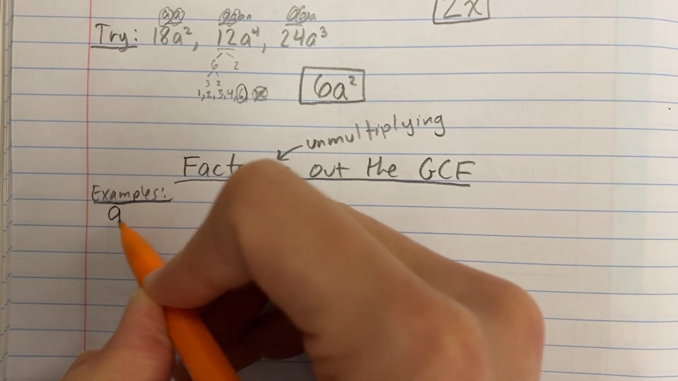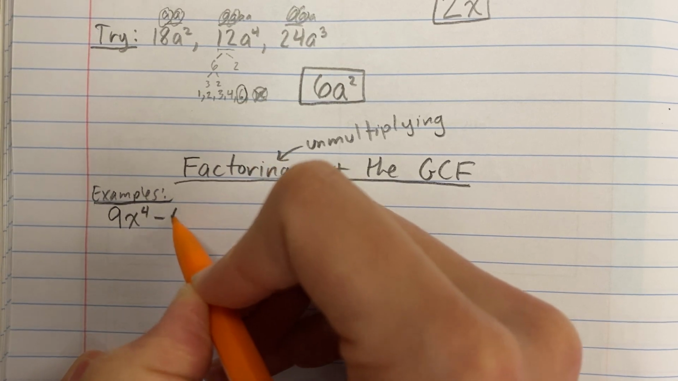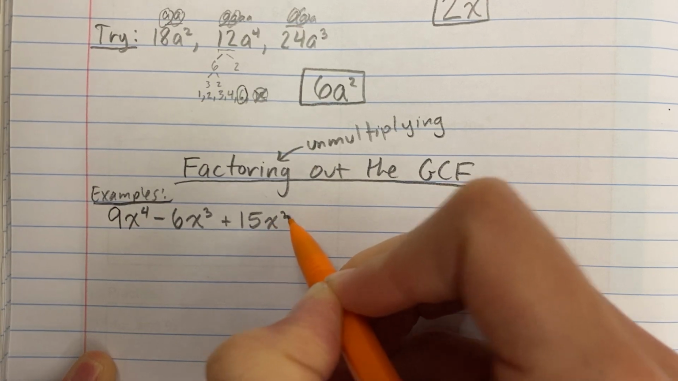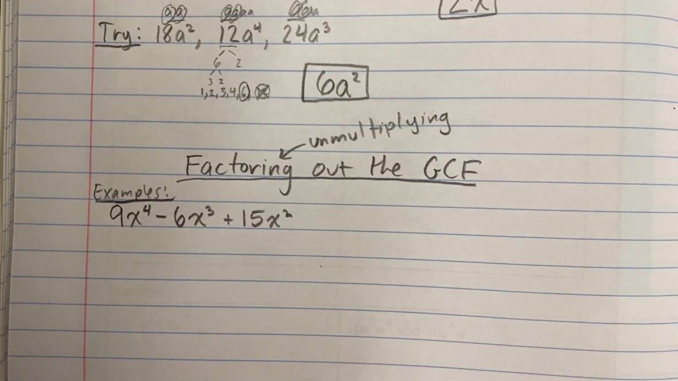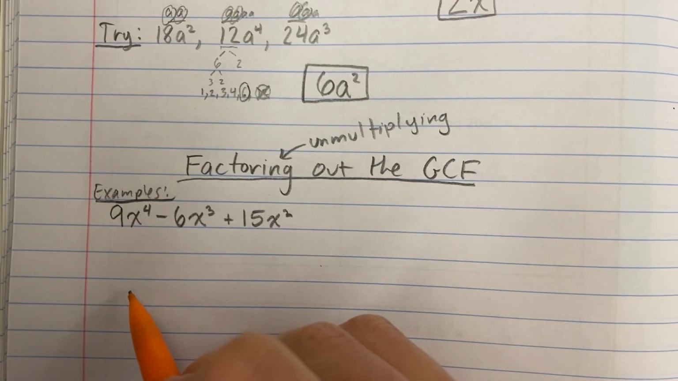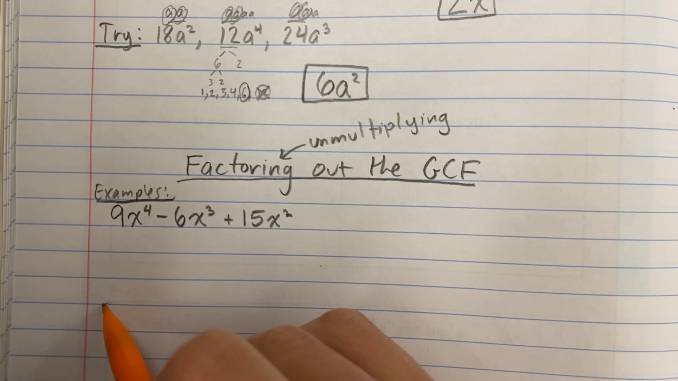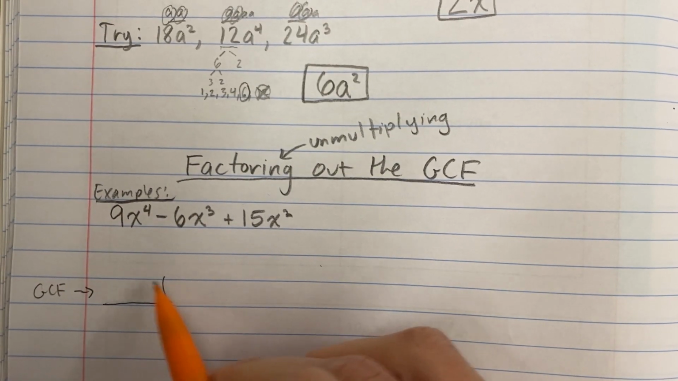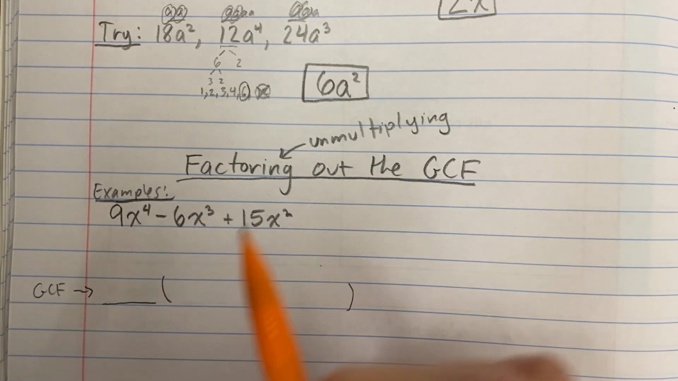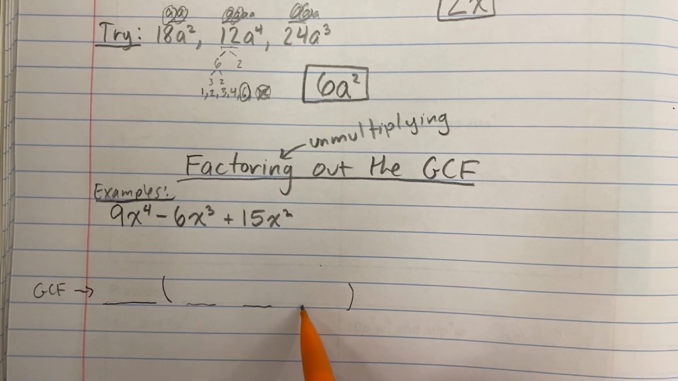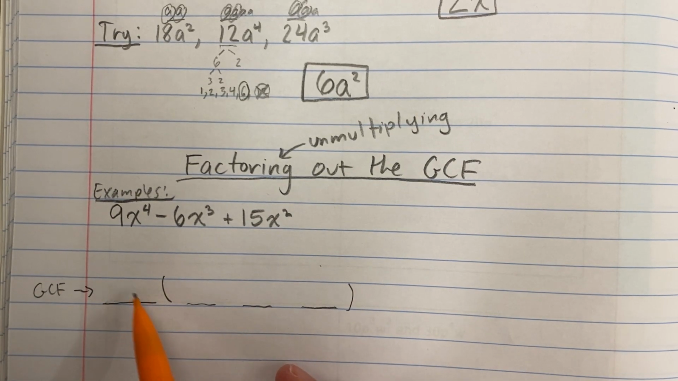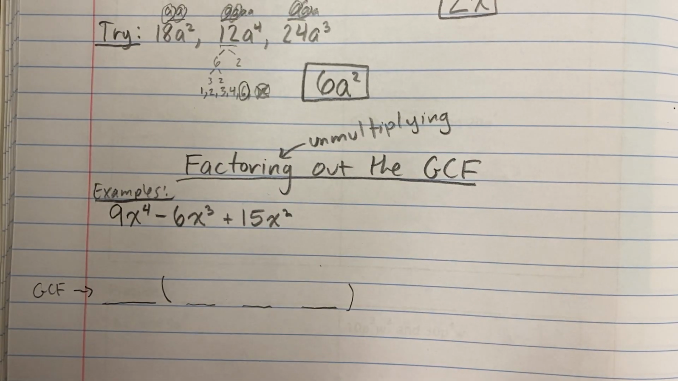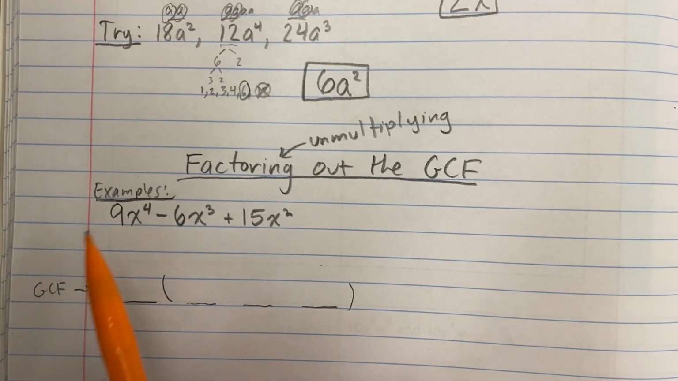So here's my first one. I'm going to factor out the GCF. Here's what that means. My answer is going to end up looking like the GCF right here, and then I'm going to have terms, in this case 3 terms, 1, 2, 3, right here. And what I want is basically a multiplication problem that if I multiplied, I would get this. Okay, so that's what I'm aiming for. But it starts with finding the GCF.